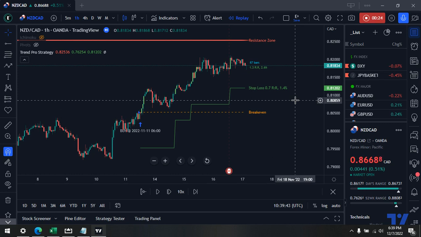So the reason I prefer this style is because if you get to catch a big wave in the markets with little risk, then your reward to risk multiplier can be huge, right?